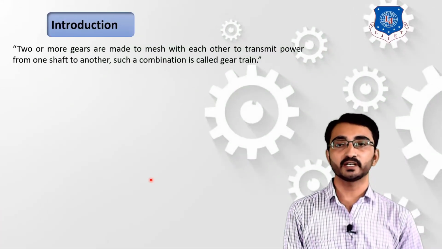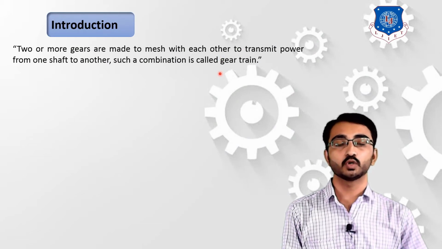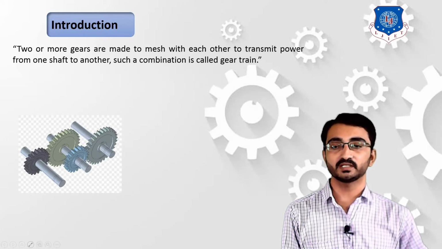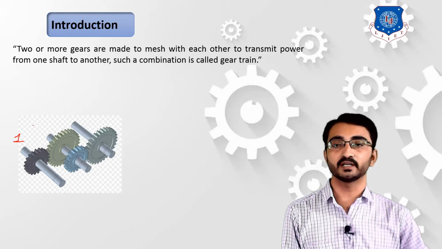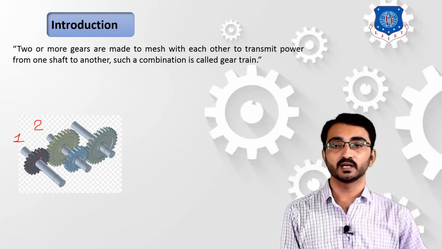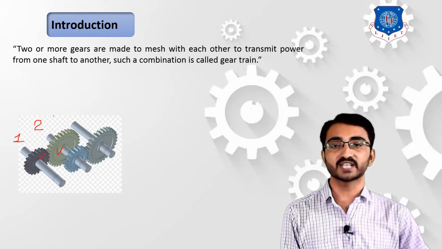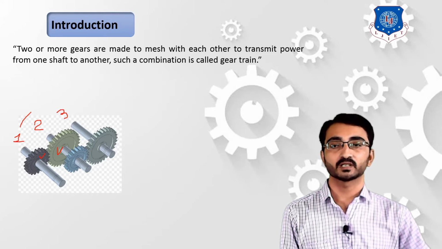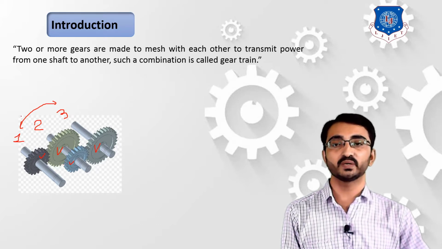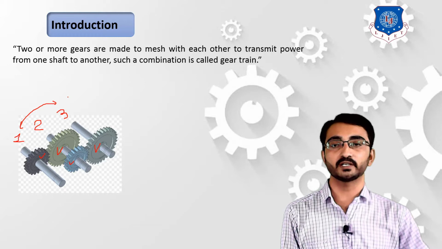Gear train is a combination of two or more gears to achieve power transmission. Now how can we achieve that? In this diagram, if you want to transmit power from shaft number 1 to shaft number 2, then we can use an assembly of two gears. But if you want to transmit power from shaft number 1 to shaft number 3, in that case we can use an assembly of a number of gears, that is 2 or more than 2 gears. Over here we will use 4 gears, and with the help of this assembly we can transmit power from shaft number 1 to shaft number 3.